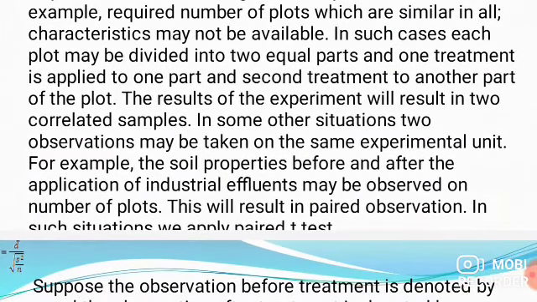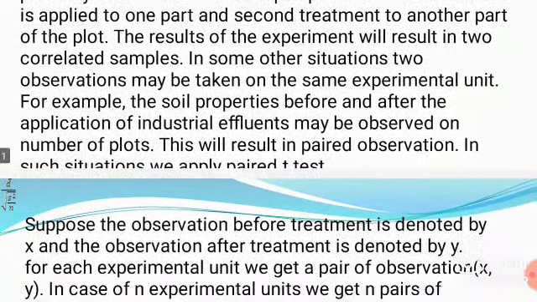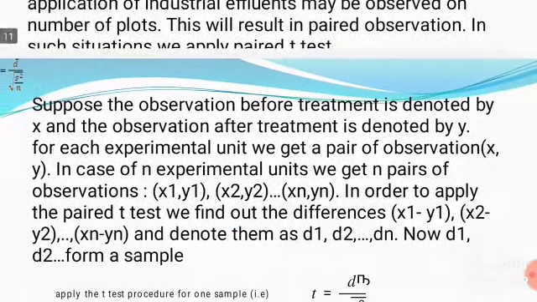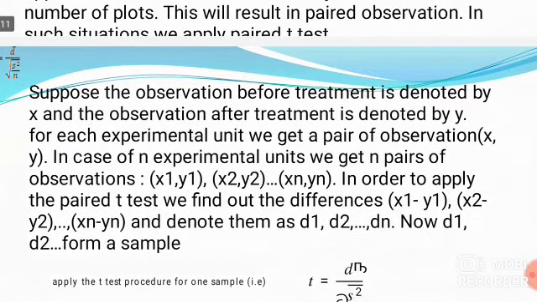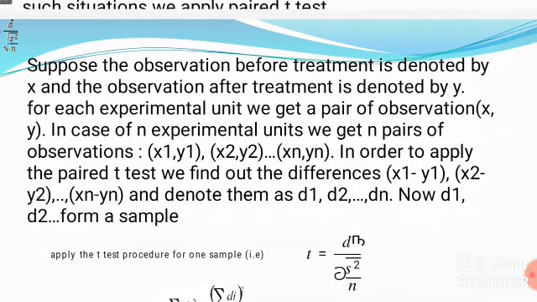This will result in paired observation. In such a situation, we apply the paired t-test. Suppose the observation before treatment is denoted by X and the observation after treatment is denoted by Y. For each experimental unit, we get a pair of observations X and Y. In case of n experimental units, we get n pairs of observations like x1, y1, x2, y2, ... xn, yn.